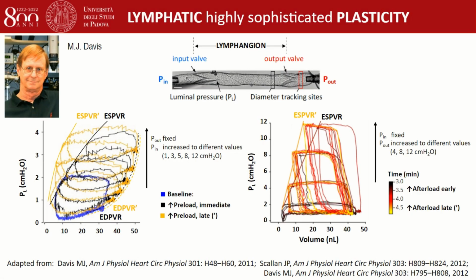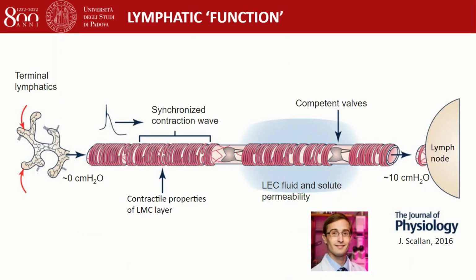So these vessels are so sophisticated that you can really draw a pressure volume curve really identical to what our colleagues in the cardiac cath lab would do with myocardium. And work from Mike Davis' lab, and he's a scientist who really got a lifetime achievement award from the lymphatic community for his tremendous contribution to the understanding of lymphatic mechanics, showed that these vessels are really responding to preload and afterload, similar to what a myocardium would do. These are extremely sophisticated structures.